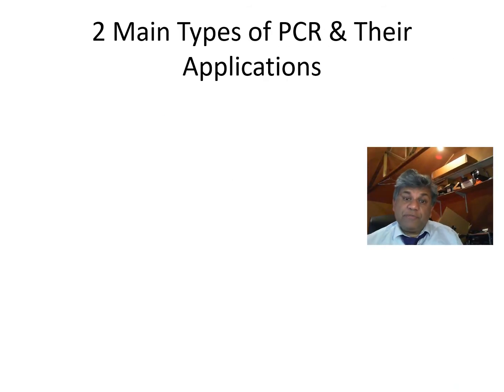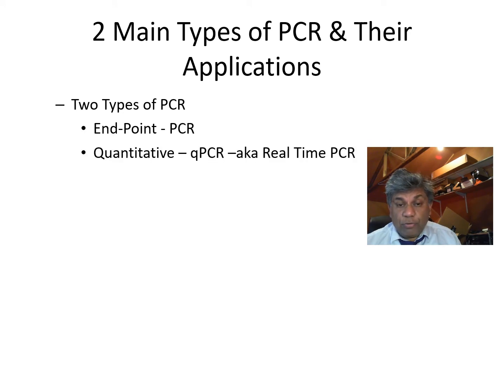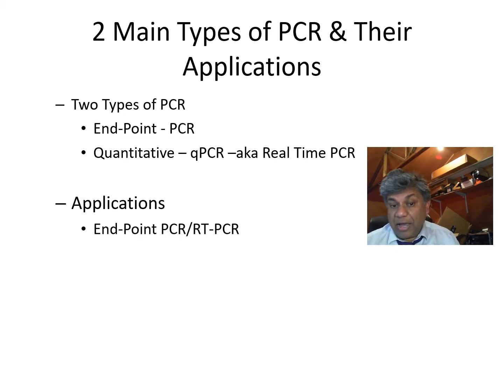There are two types of PCR, and I'm going to talk about their applications. There's endpoint PCR, which is largely used in R&D labs, and the more clinically oriented one is quantitative or qPCR, also known as real-time PCR. The applications that each of these are used in is for endpoint PCR or RT-PCR, where you can actually have an RNA molecule as your template.